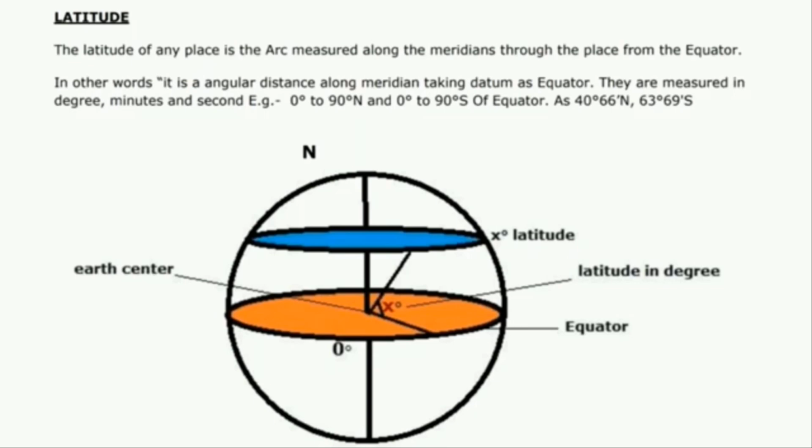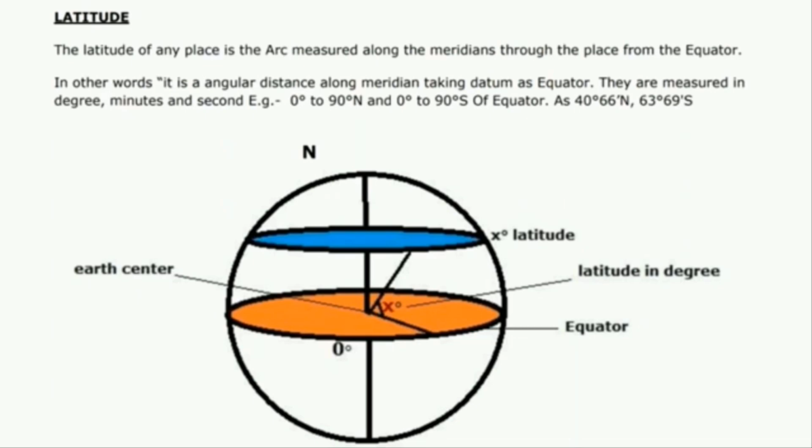Equator is a datum meridian. In other words, it is an angular distance along meridian taking datum as equator. They are measured in degree, minute and second. Example, 0 degree to 90 degree north and 0 degree to 90 degree south of equator.